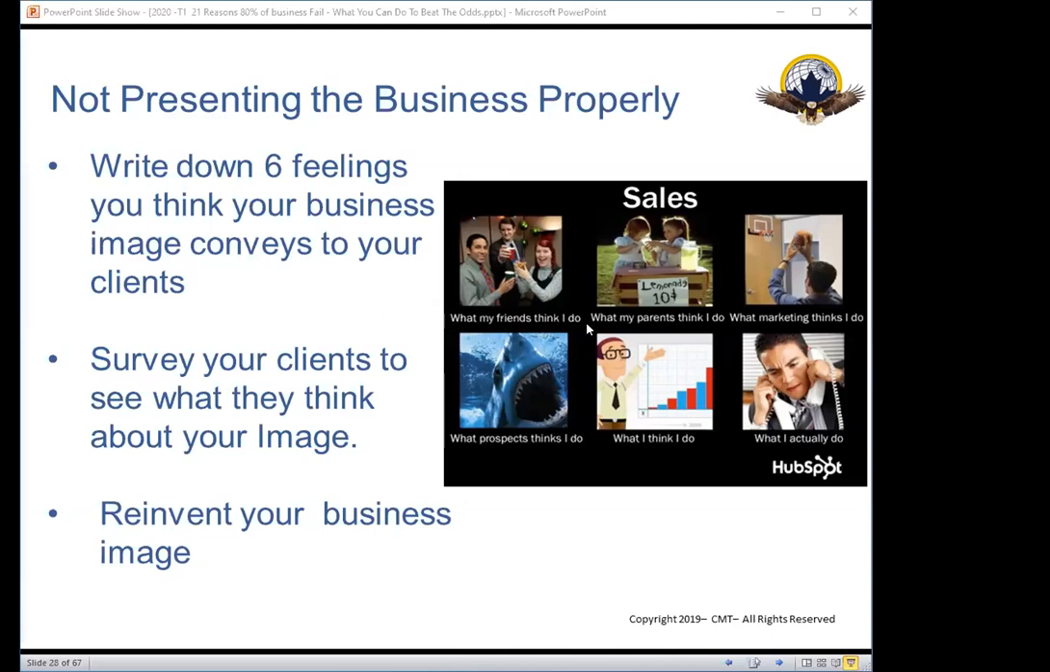So what my friends think I do, I'm drinking wine all the time. What my parents think I do, I'm drinking lemonade, right? What marketing things I do, I'm playing around. The prospects think, oh, that guy's a shark, he wants nothing but my money. And then what I think I do, I'm actually really seeing growth. Everything's happening. What I actually do is, it's true, we all got to get on that phone. I thought that was pretty cool.